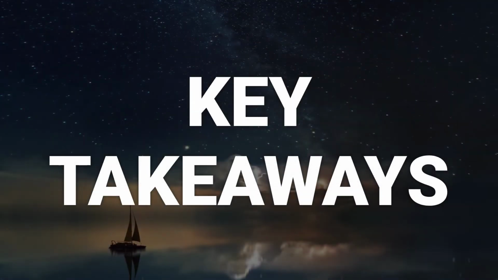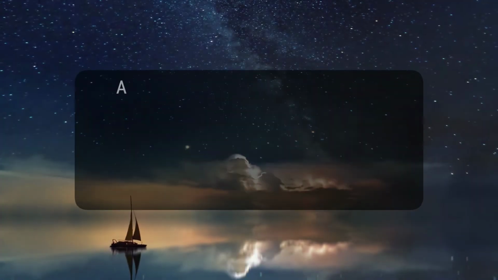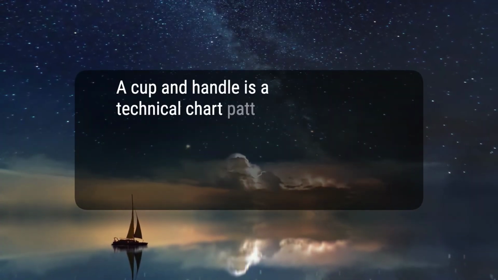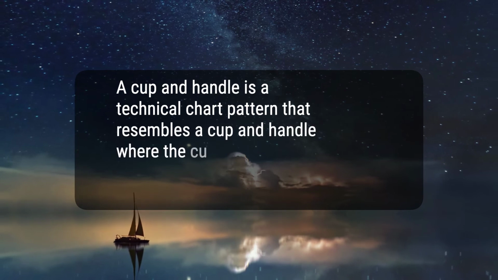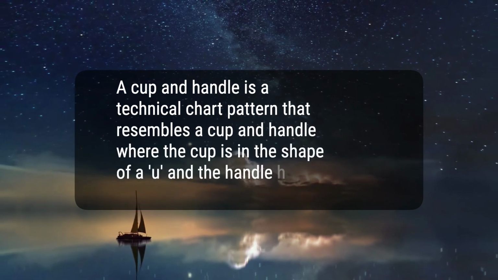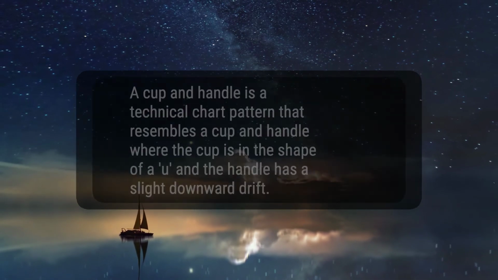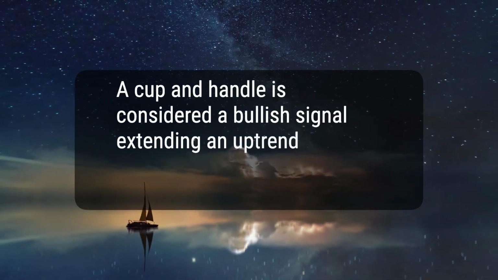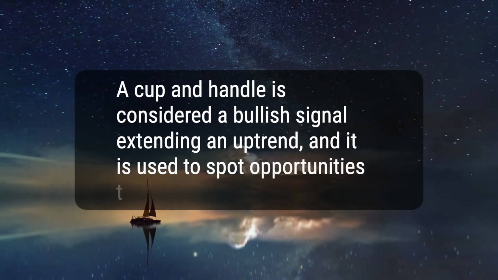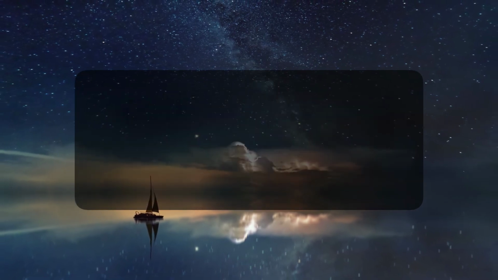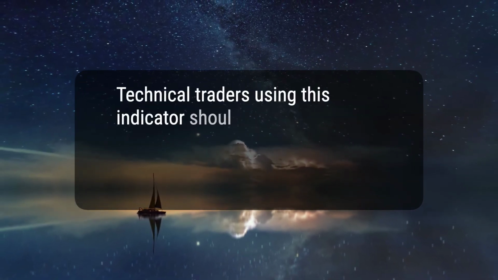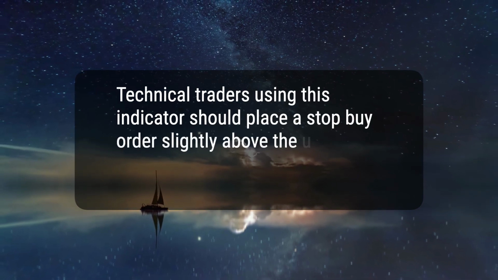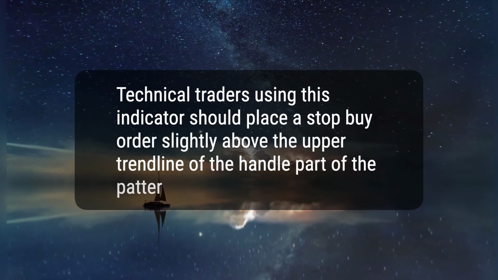Here are 4 key takeaways. 1. A cup and handle is a technical chart pattern that resembles a cup and handle where the cup is in the shape of a U and the handle has a slight downward drift. 2. A cup and handle is considered a bullish signal extending an uptrend, and it is used to spot opportunities to go long. 3. Technical traders using this indicator should place a stop buy order slightly above the upper trend line of the handle part of the pattern.